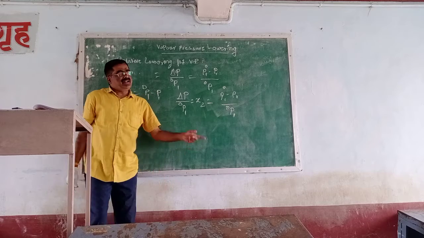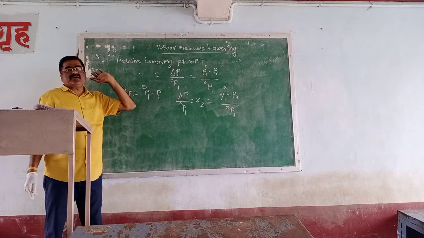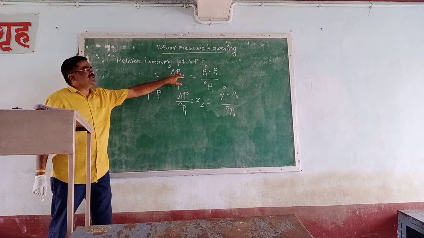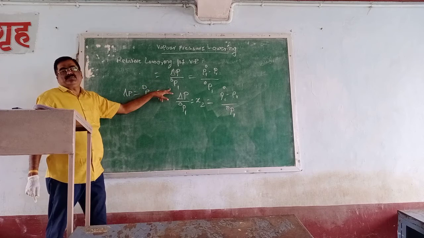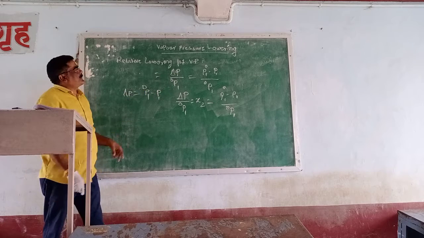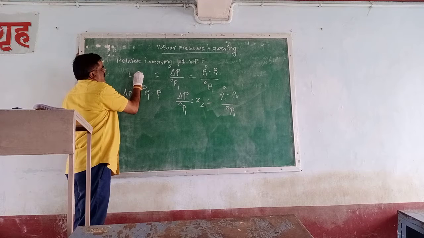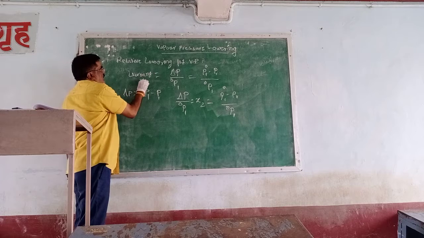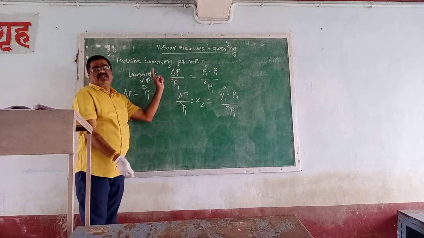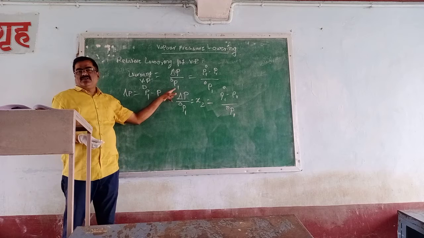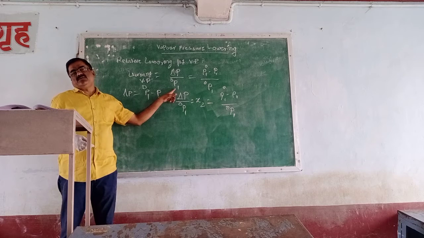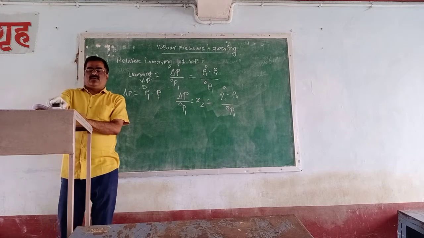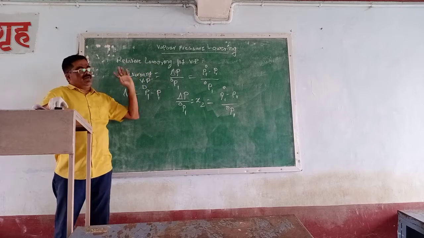And the relative lowering of vapor pressure is the ratio of the lowering of vapor pressure to the vapor pressure of the pure solvent. Lowering of vapor pressure is delta P, and P1 naught is the vapor pressure of the pure solvent. That is the relative lowering of vapor pressure.